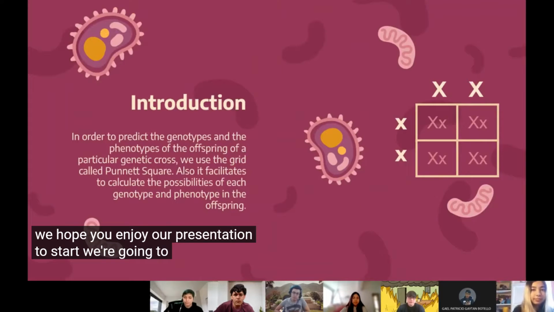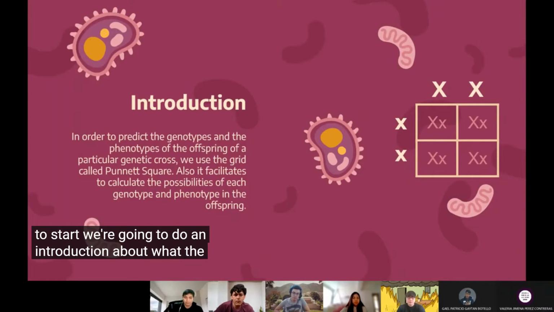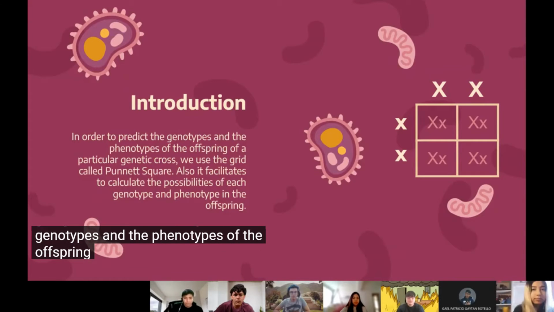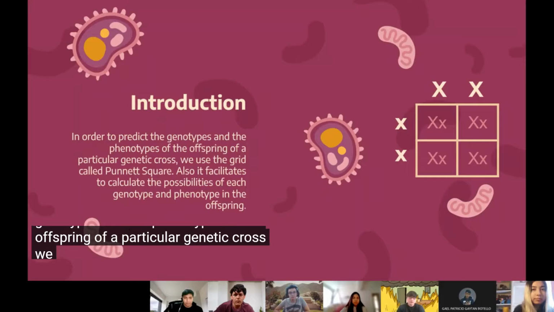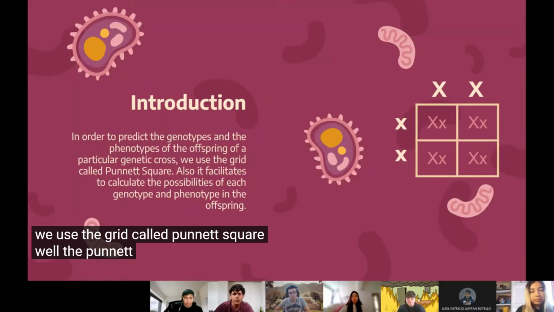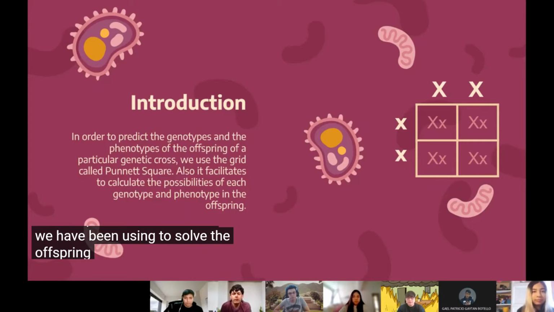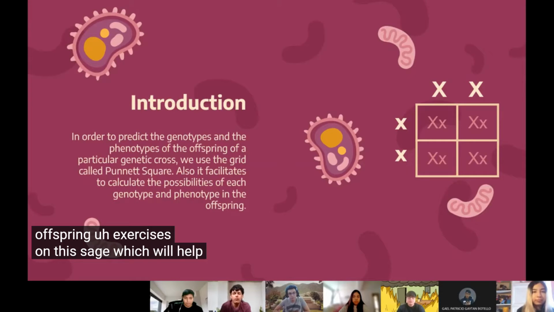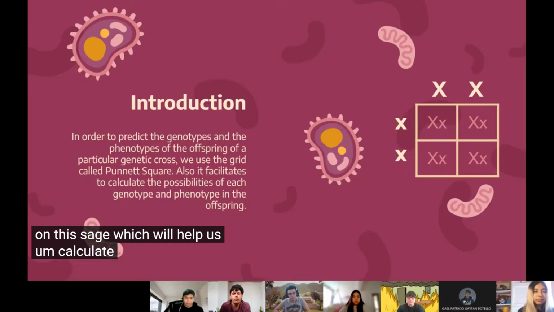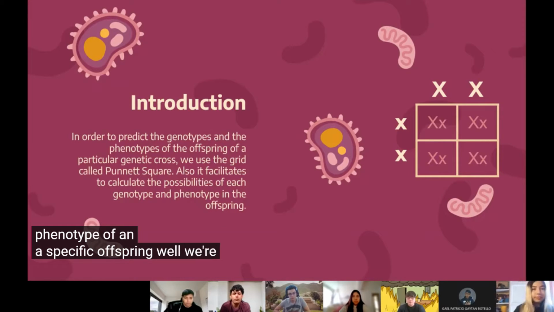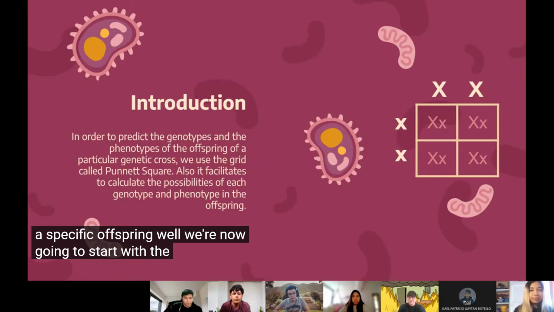To start, we're going to do an introduction about what the problems are going to be. In order to predict the genotypes and the phenotypes of the offspring of a particular genetic cross, we use the grid called a Punnett square. The Punnett square is the form we have been using to solve the offspring exercises at this stage, which will help us calculate the genotype and the phenotype of a specific offspring. We're now going to start with the explanation.